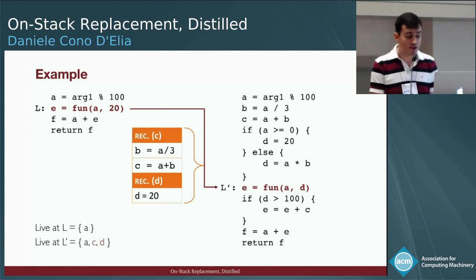But what about c? Is there a unique reaching definition for c? Yes, we have one, which is c equals a plus b. But do we have all the constituents for this instruction? Well, we have a, but we don't have b, so we have to perform a recursive call and try to reconstruct b as well, and we can do it. We compute b in terms of a, and then we compute c, and in this way, we have a compensation code for the entire OSR transition.